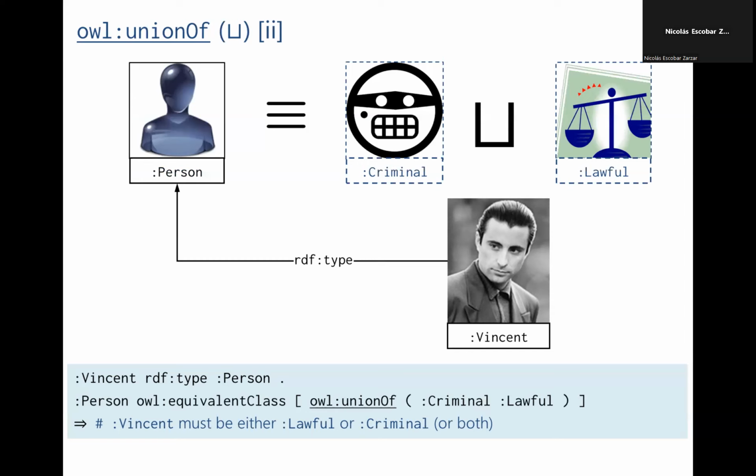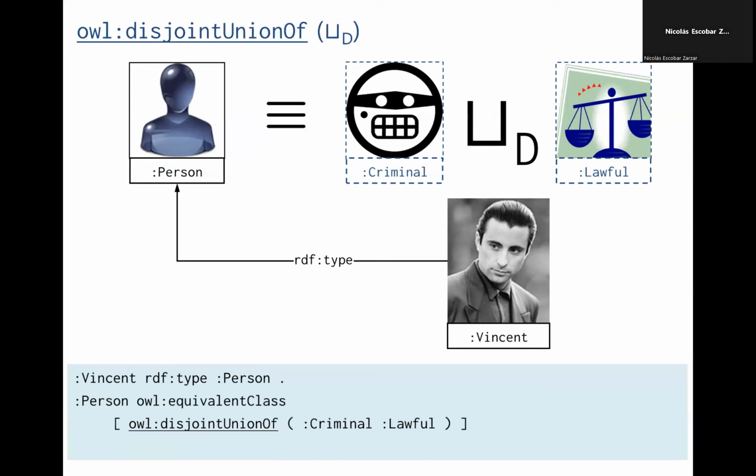If we want to exclude the both case, there is another feature called disjoint union of. Disjoint union of is sort of like a union, but I put this D symbol here just for short to indicate that in this case, Vincent must be criminal or lawful, but cannot be both. So it's a shortcut for excluding the both case. So Vincent is either criminal or he's lawful. We don't know which, but since he's a person, he must be one of these two, but not both.